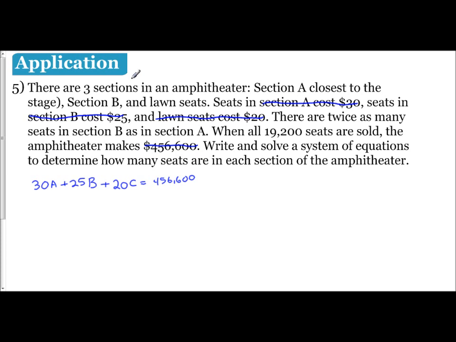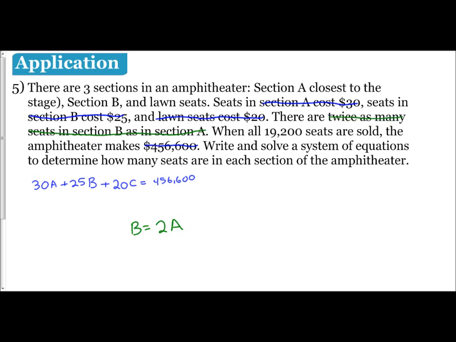So we have there 3 sections. There are twice as many seats in Section B as in Section A. So that looks like something important. That means your Section B seats are going to equal twice your Section A seats. There are twice as many seats in Section B as Section A. So 2A equals B. So that used another piece of information for us.